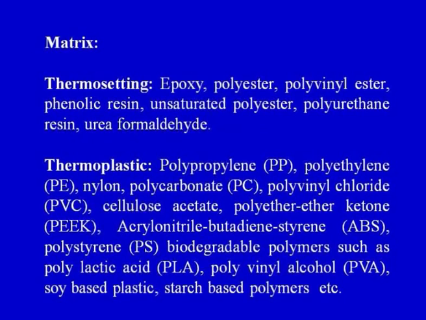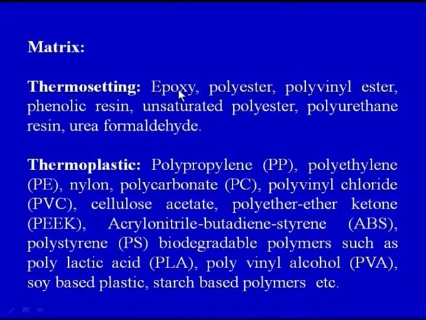So, different types of polymers can be used, which are broadly classified as thermosetting polymers and thermoplastic polymers. We see different examples of the thermosetting and thermoplastic polymers. I will read out a few for you. In case of thermosetting, we can have epoxy, polyester, polyvinyl ester, phenolic resin, unsaturated polyester. In case of thermoplastics, we can have polypropylene, polyethylene, nylon, acrylonitrile butadiene styrene, polystyrene, we can have natural biodegradable polymers such as polylactic acid, polyvinyl alcohol, soya based plastics or starch based polymers. So, different types of polymers can be used.